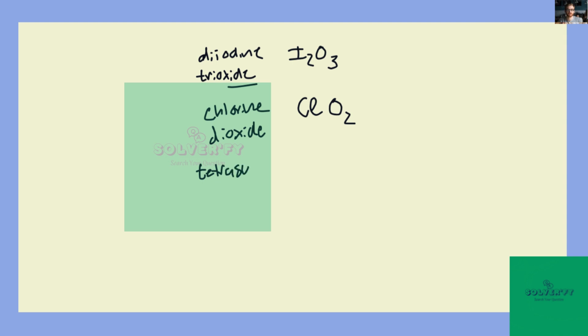Tetra sulfur tetrachloride. Okay, tetra is the prefix for four, which tells us that we have four sulfurs. And tetra before chloride would imply that we have four chloride. Again, that's C and then the script L.